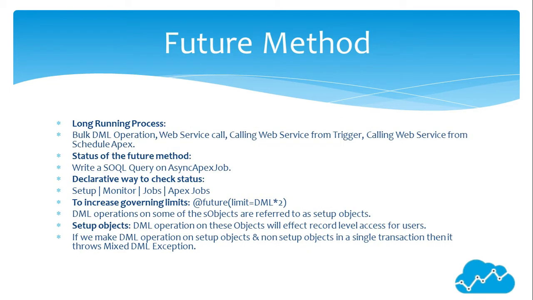Use cases: long running process, bulk DML operation, web service call, calling a web service from a trigger, calling a web service from scheduled Apex. To check the status of the future method, write a SOQL query on AsyncApexJob, or the declarative way: Setup, Monitor, Jobs, Apex Jobs. To increase the governing limit, the @future limit equals DML times 2.